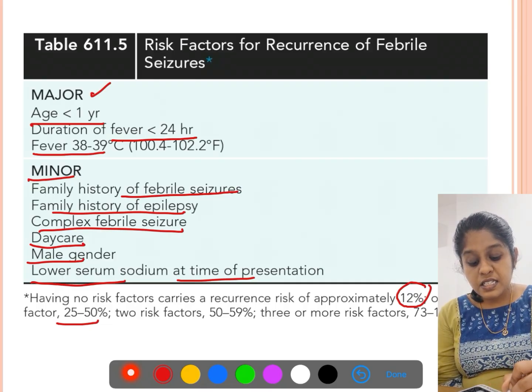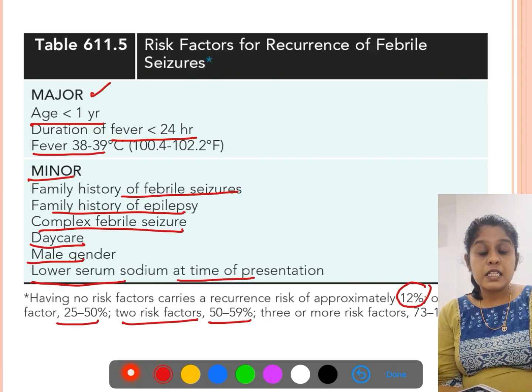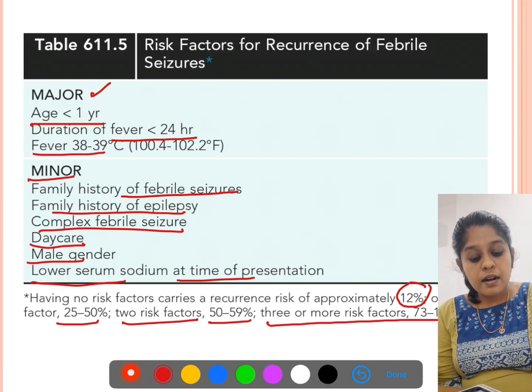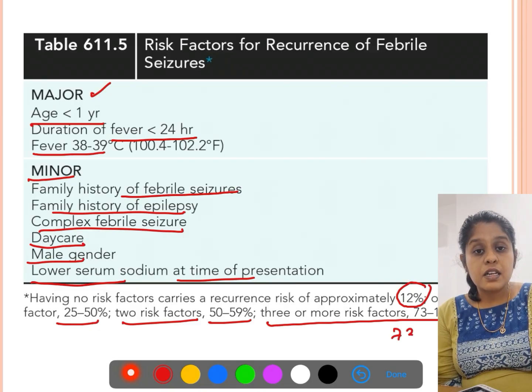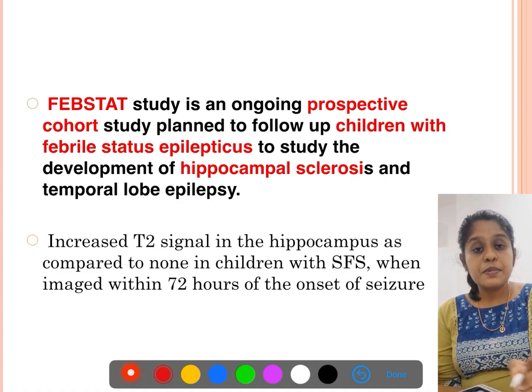Two risk factors, it's 50 to 59%. Three or more risk factors, if the patient has, then there is a 73 to 100% chance of recurrence of these febrile seizures. Then there is a study that is going on called the FebStat study.